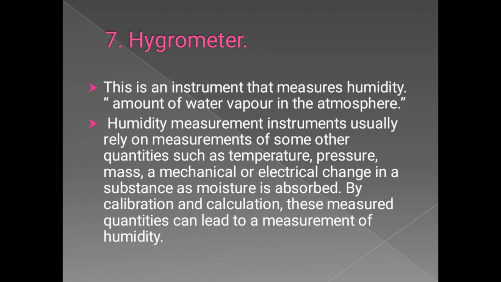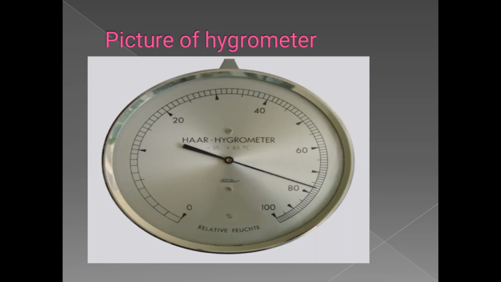Okay, a hygrometer is an instrument that measures humidity, the amount of water vapor in the atmosphere. Humidity measurement instruments usually rely on measurements of some other quantities such as temperature, pressure, mass, and a mechanical or electrical change in a substance as moisture is absorbed. By calibration and calculation, these measured quantities can lead to measurements of humidity. And this is the instrument itself.